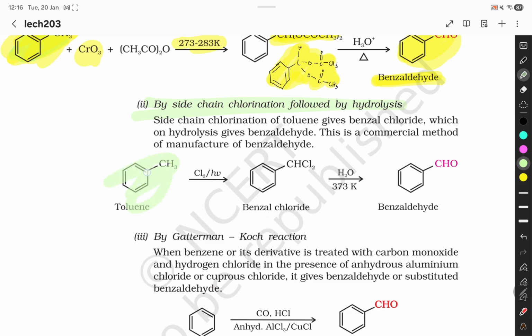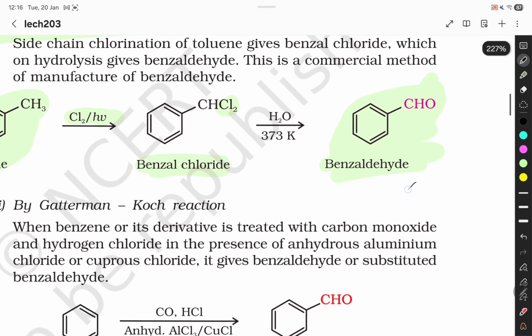First toluene forms benzal chloride. Benzal chloride is formed by toluene and Cl2. So two of these chlorine atoms have come. And then after that you have benzaldehyde formation. Benzaldehyde is formed because of this reaction, like we know, right? OH, then H2O leaves, right?